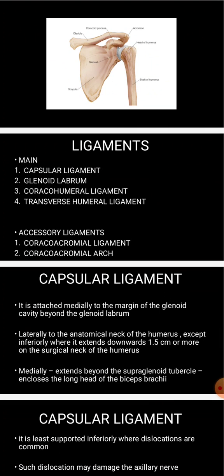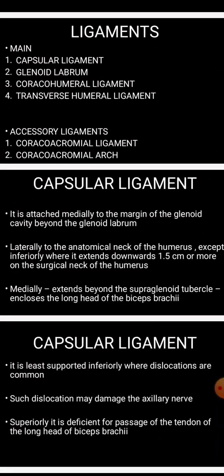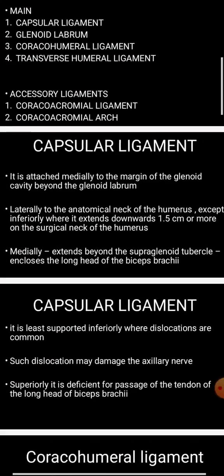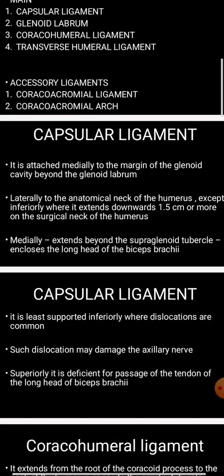They can ask you what are the extensions or the attachments of the capsule of the shoulder joint, or any other joint, extending up to the bones. Now the first attachment we are going to do is on the humerus, that is the lateral attachment. Laterally it is attached to the anatomical neck of the humerus except inferiorly, where it extends downwards 1.5 centimeters or more onto the surgical neck of the humerus. This is the extension of the capsular ligament of the shoulder onto the humerus.